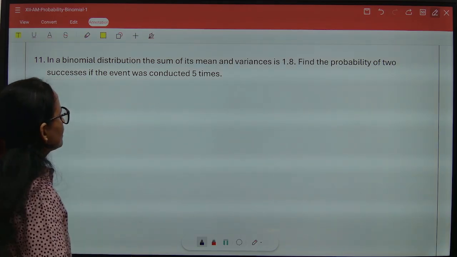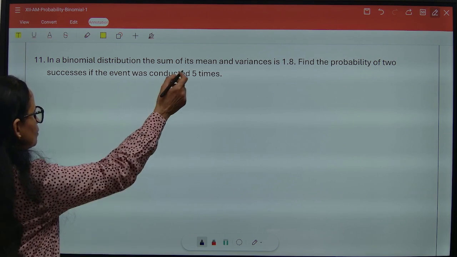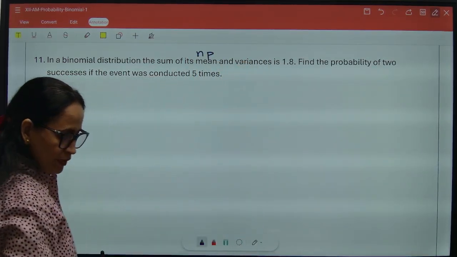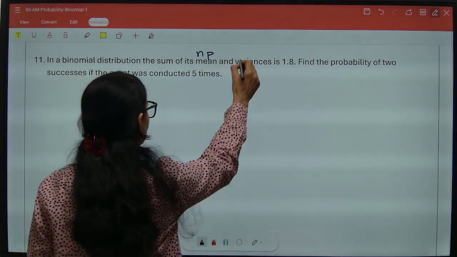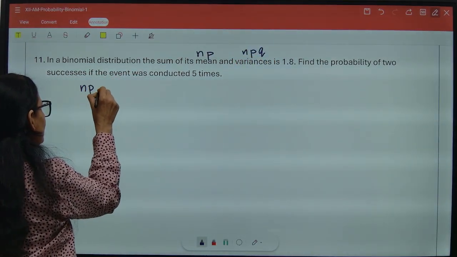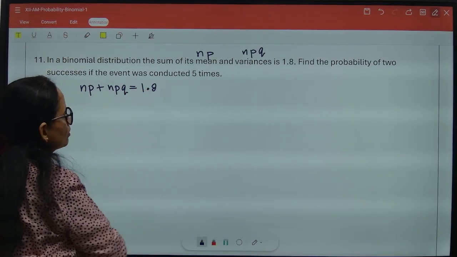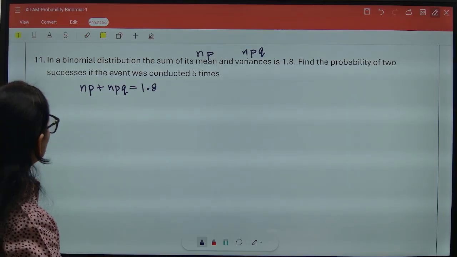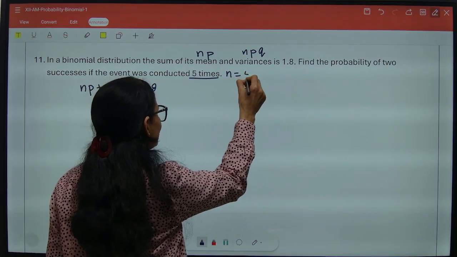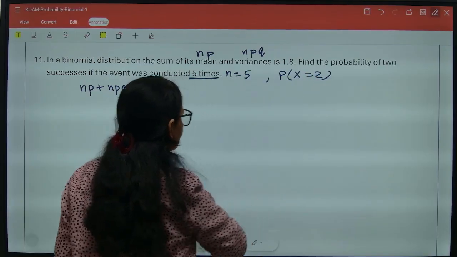Okay, so let's see how to solve this. You are given the sum of the mean and variance as 1.8. The mean is n into p and the variance is n into p into q. So the sum of these two, that means np plus npq, is given to you as 1.8. Find the probability of two successes if the event was conducted 5 times. So that means the value of n is 5 and you need to find the probability of two successes.